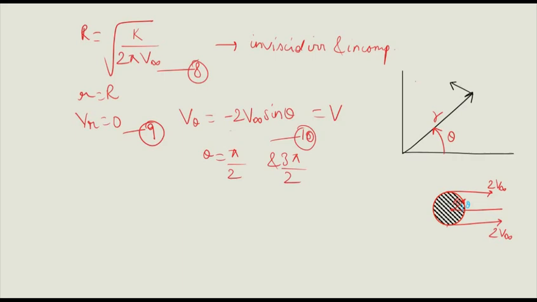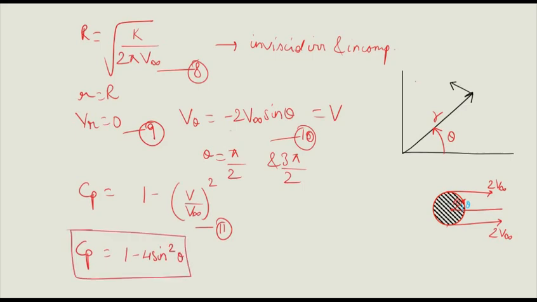Okay. Now let us introduce one more quantity, that is Cp. Now we know the basic formula for Cp, which is given by 1 minus (V by V infinity) whole square. Let us say this is our equation 11. Now what if I compare equation 10 and 11? So if I combine equation 10 and 11, my Cp would result in 1 minus 4 sine square theta. This is the result we get upon mathematical manipulations. Let us say this is our equation 12.